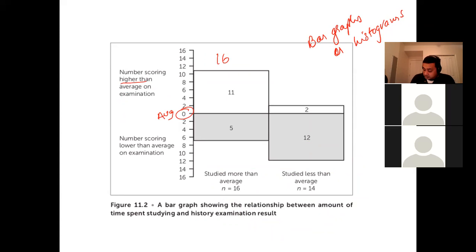There were a couple of students who studied below average, but they scored a high score, so they are highlighted here. There were a whole bunch of students that studied less, and they also got a lower mark, and they're represented by this darkened box here. So this graph is more representative because you have the complete picture of all 30 students. Okay.